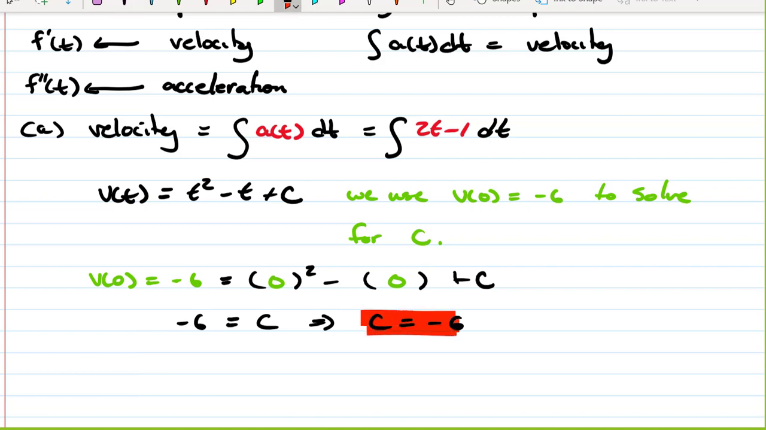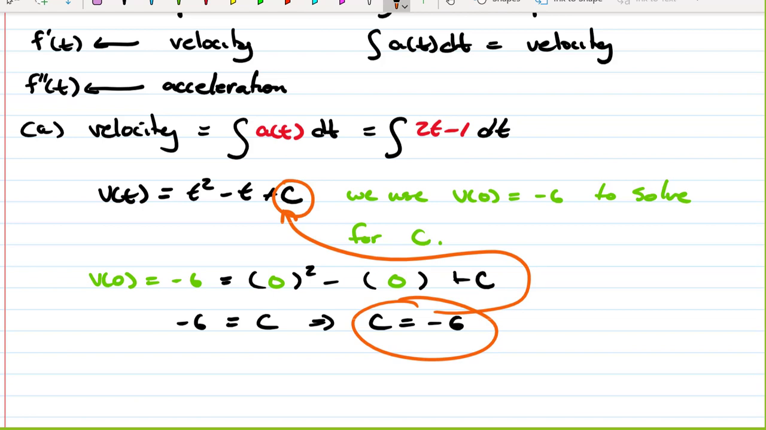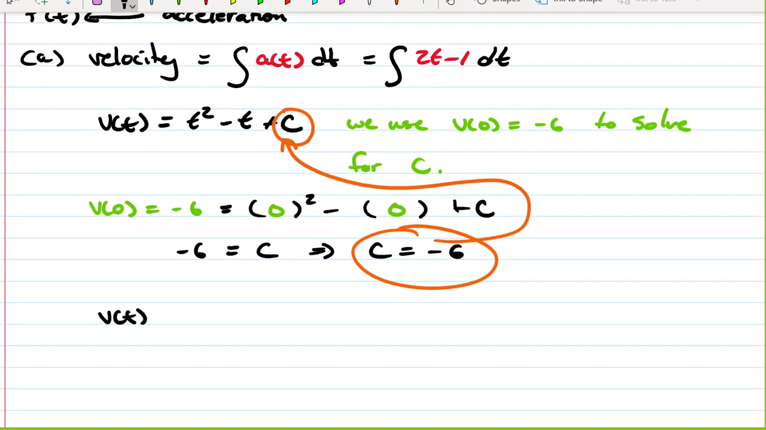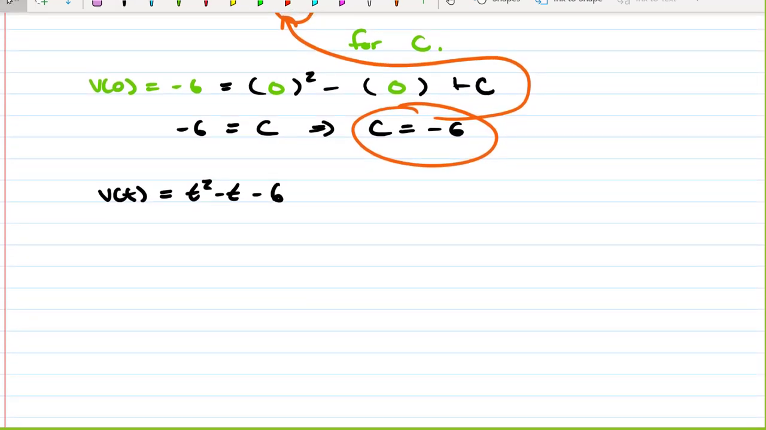So if we put C back into our velocity function, we finally get that v of t, the complete velocity function without any arbitrary constants, is t squared minus t minus 6. All right, so that gives us the answer to part A. So now we want to find the total displacement from 0 to 5 seconds. To find the total displacement, we're going to have to do something, but before we do that, let's look at part C as well. It says, find the total distance traveled in 5 seconds.